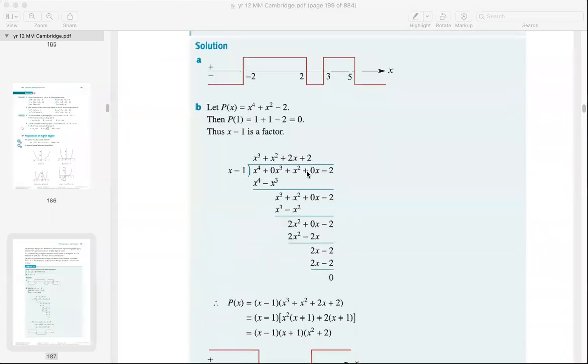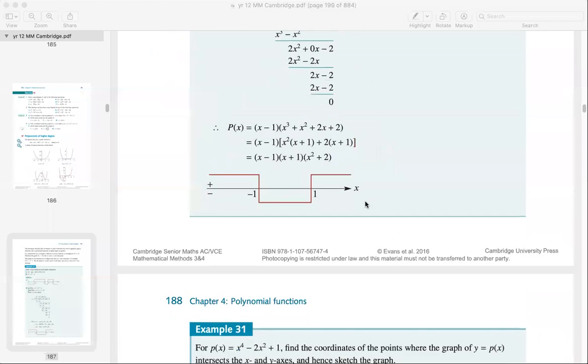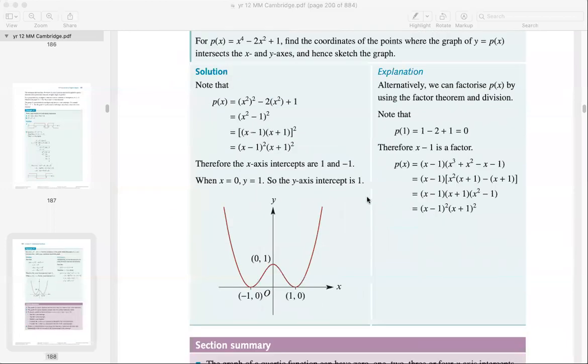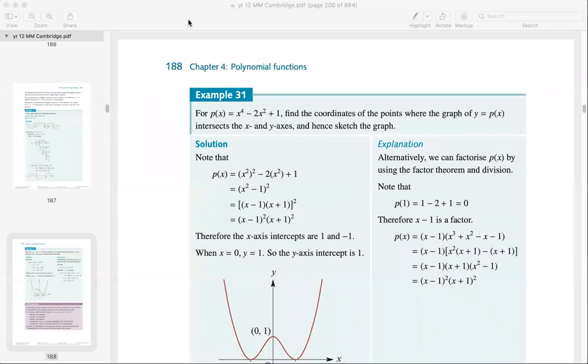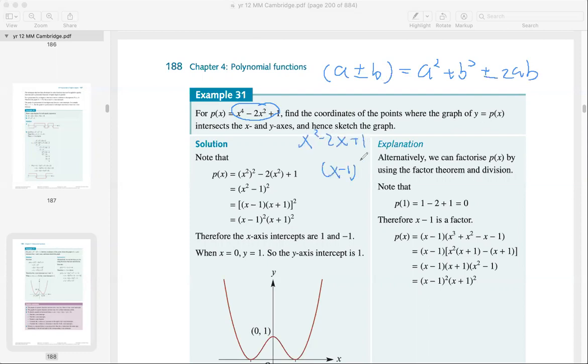Again, we can draw the sign diagram to help you sketch the graph. And for this part, I just want to emphasize one point. As we all know, a plus or minus b squared can be a squared plus b squared plus or minus 2ab, right? Makes sense. And most of the case, if I give you x squared minus 2x plus 1, everyone can see it's x minus 1 squared, right?